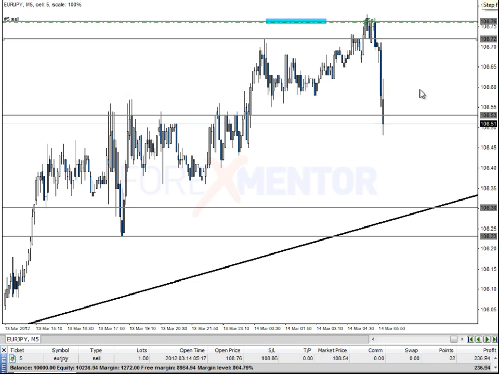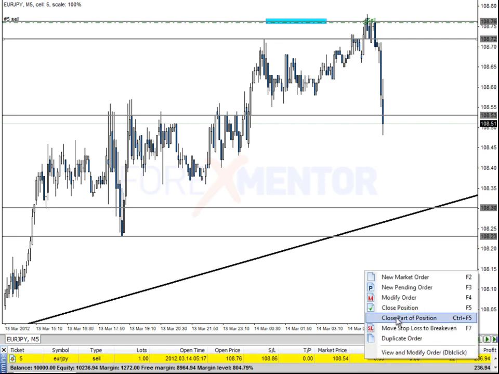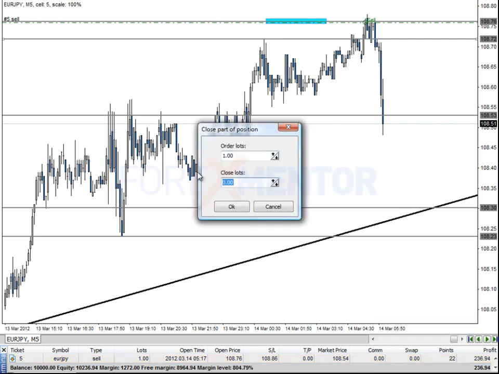I'll just step this forward here. As price spikes down here, what I want to do is take part of the position off here. As I said, if you can set your orders in to take limit orders around these areas, then you can do it automatically.